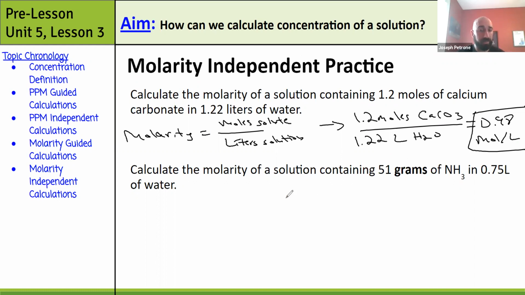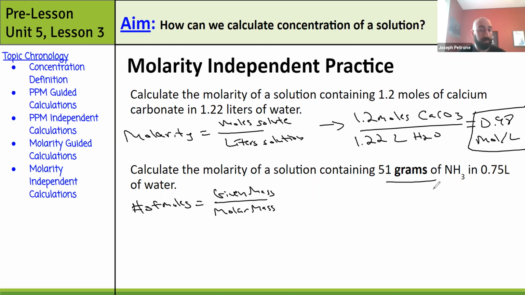Okay. Next one is a few more steps. It says calculate the molarity of a solution containing 51 grams of NH3, ammonia, in 0.75 liters of water. Here we are not given moles, but we know how to go from grams to moles using our mole conversion formula. Let's remind ourselves of that. Number of moles is equal to given mass over gram formula mass, or molar mass.